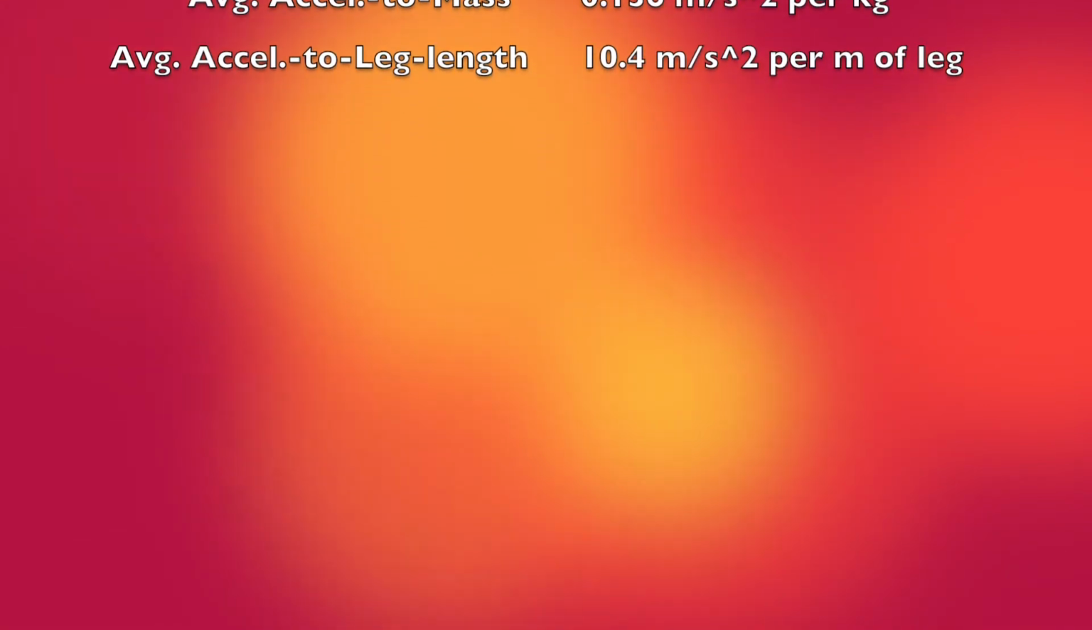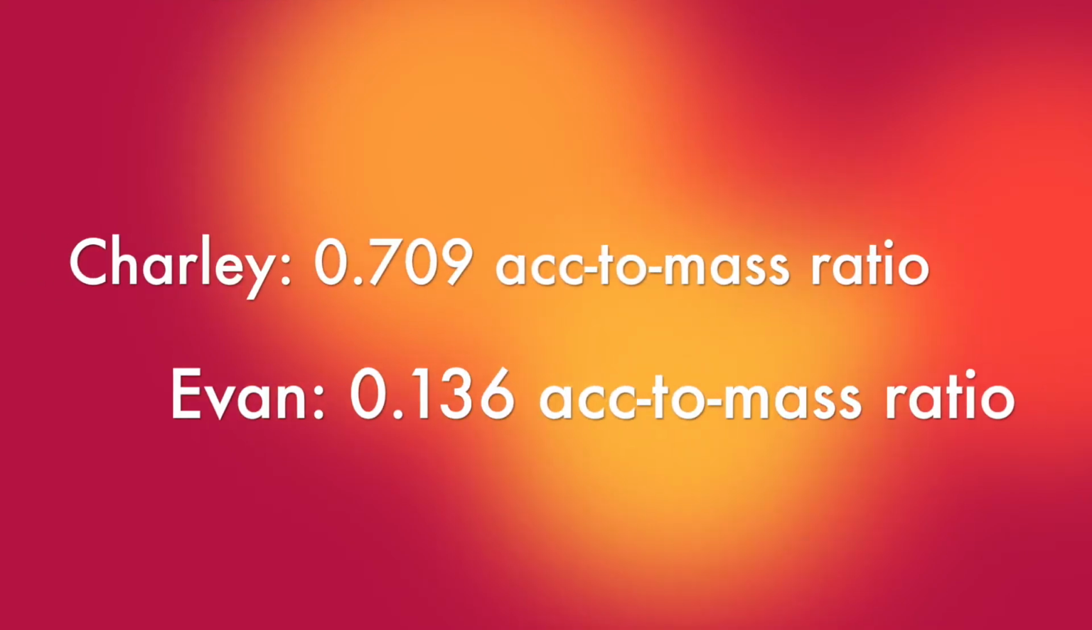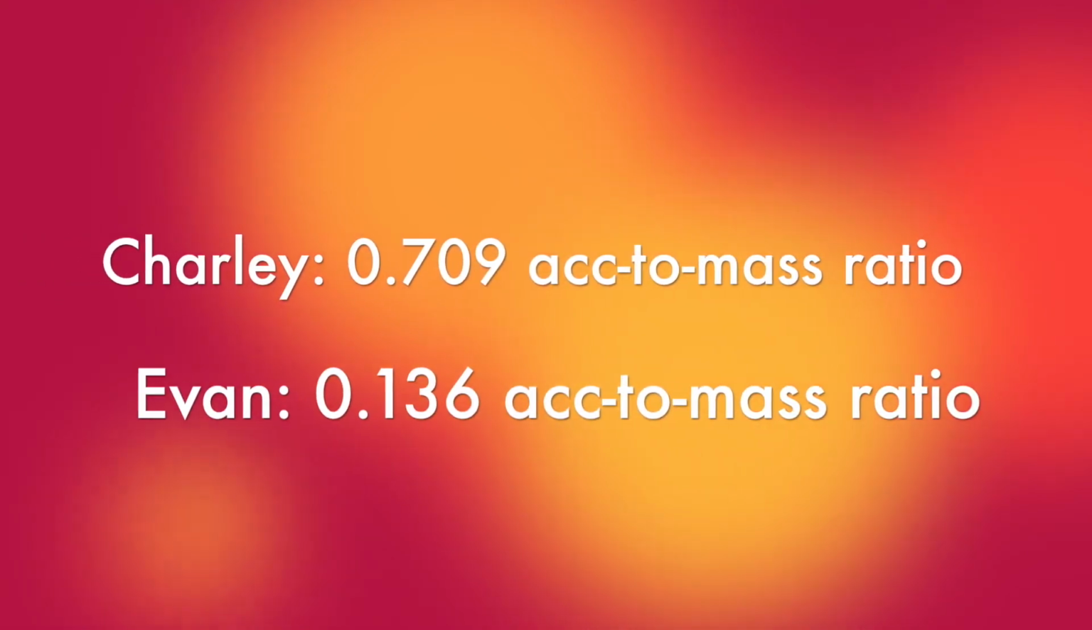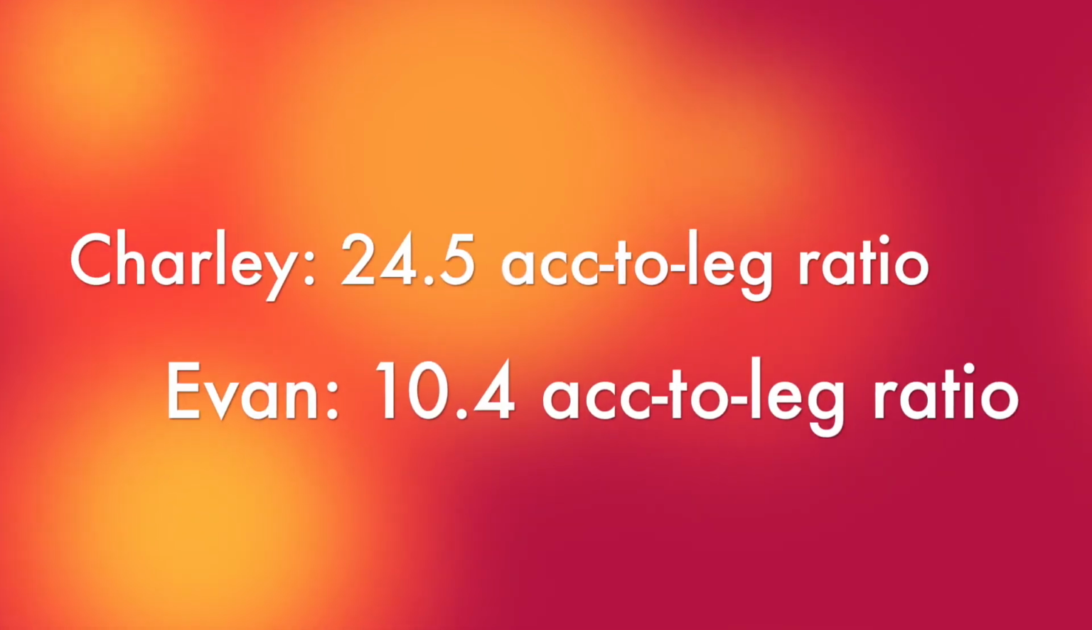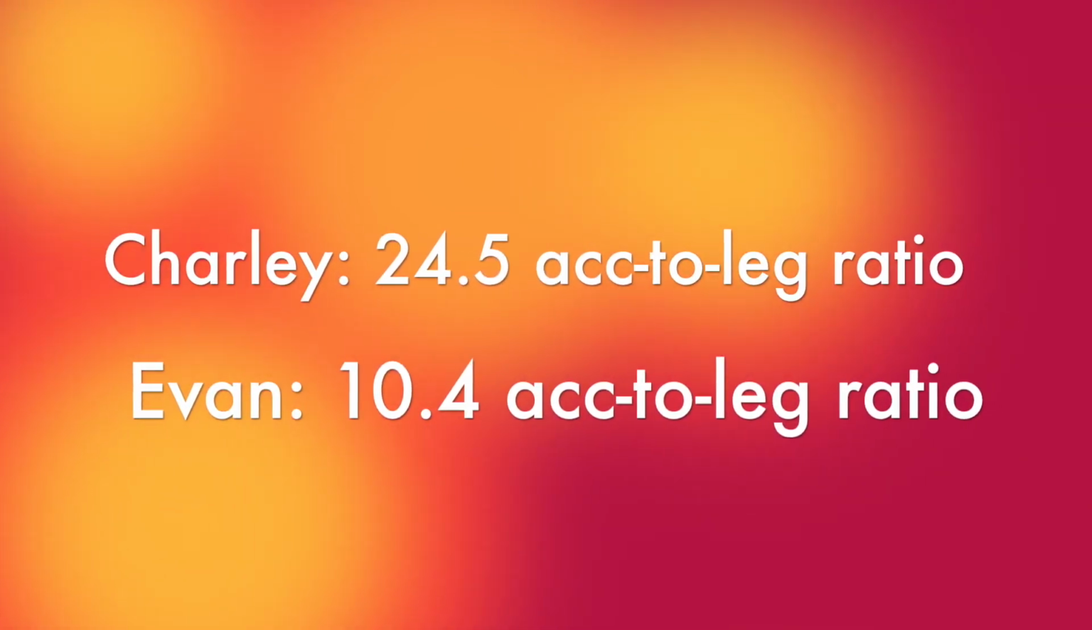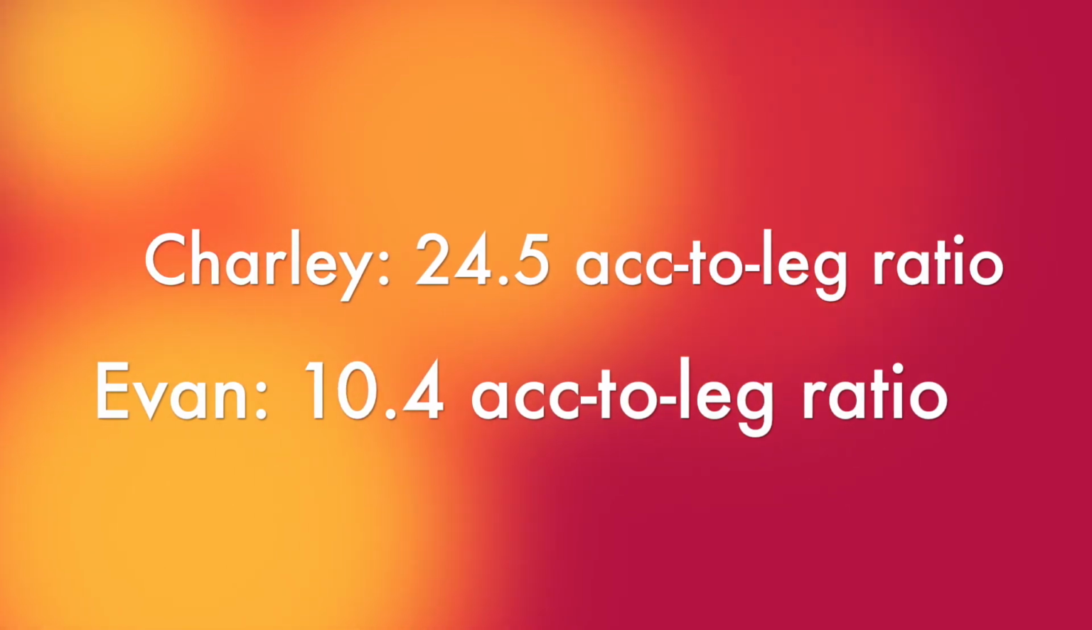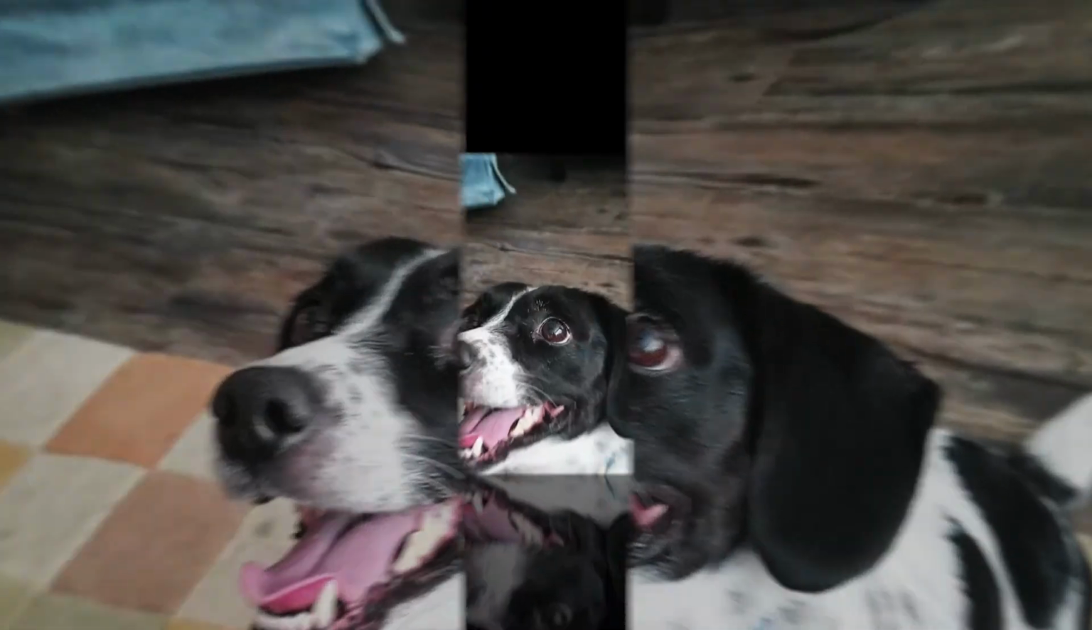How did that compare to Charlie? Sorry, Evan. Better luck next time. Even though you generated 3 times the momentum as Charlie did, Charlie provided 2.5 times the acceleration you did per leg length, and more than 5 times the acceleration per kilogram of body weight. The winner is clear. It's Charlie.